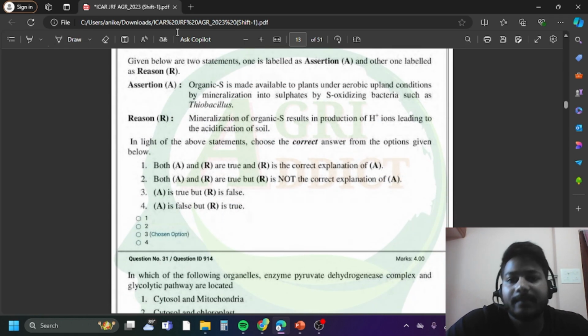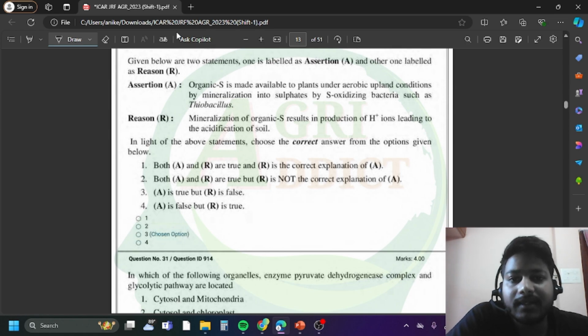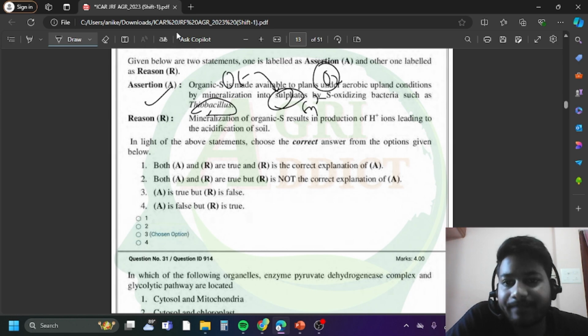Given below are two statements. Okay, an assertion-reason question is coming once again. Organic sulfur is made available to plants under aerobic upland condition by mineralization into sulfate. Aerobic means oxygen is present. So when oxygen is present, the mineralization process will start and this organic S will be broken down, undergo oxidation and convert to sulfate, SO4 2 minus, by sulfur oxidizing bacteria such as Thiobacillus. Yes, the assertion is correct.